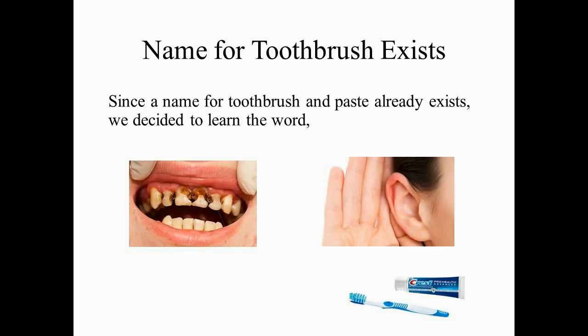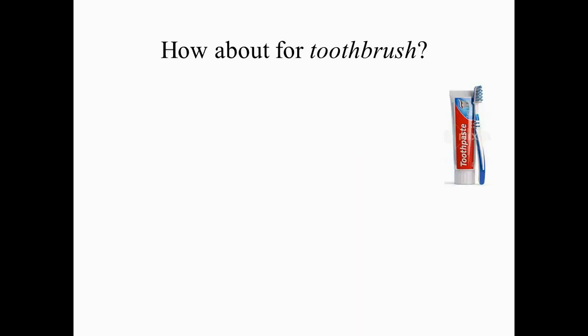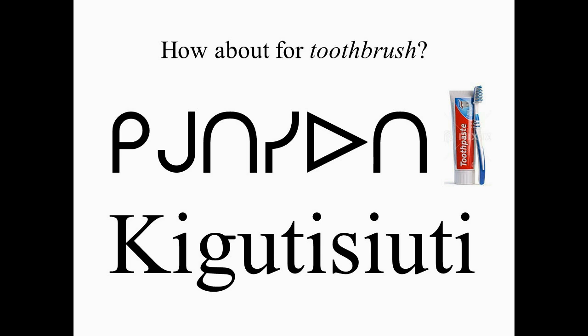Since a name for toothbrush and paste already exists, we decided to learn the word, which is a combination of tooth and ear. Tooth plus ear equals toothbrush and paste. What is the Inuktitut word for tooth? Yes, kiuti. How about for toothbrush? Yes, kiuti siuti.